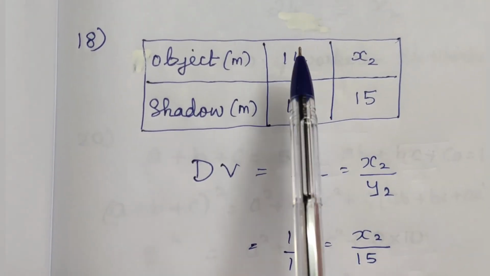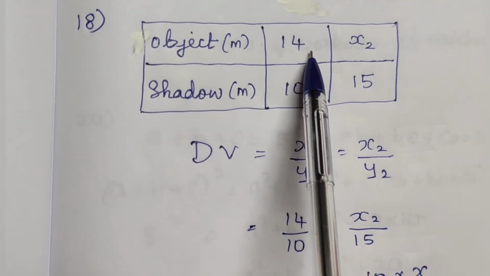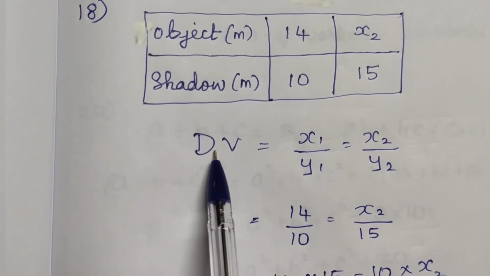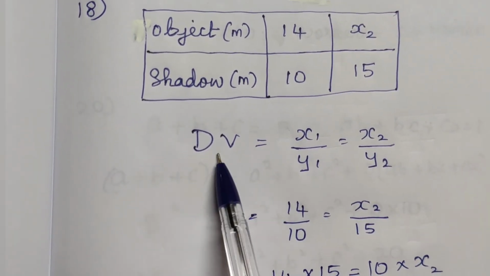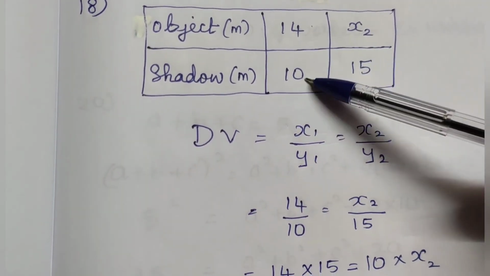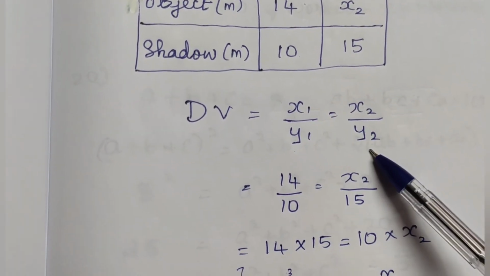When the object height increases, the shadow height also increases. When both the quantities increase, it is called direct proportion or direct variation. So the formula for direct variation is x1 by y1 is equal to x2 by y2.